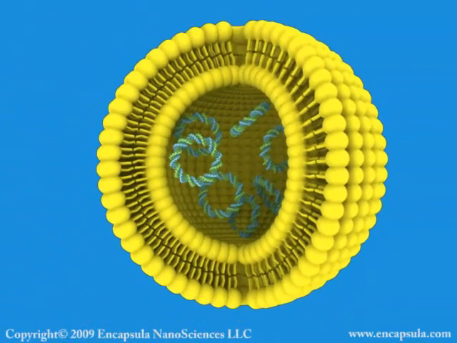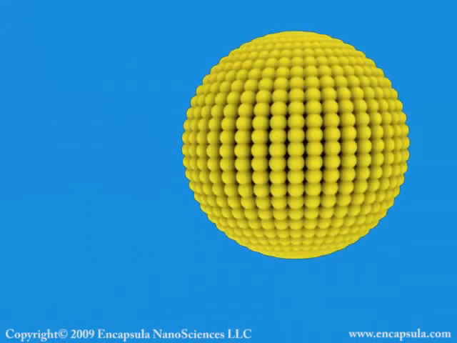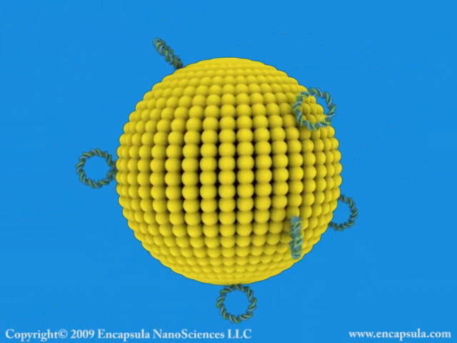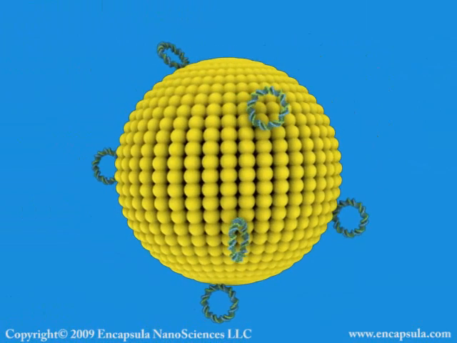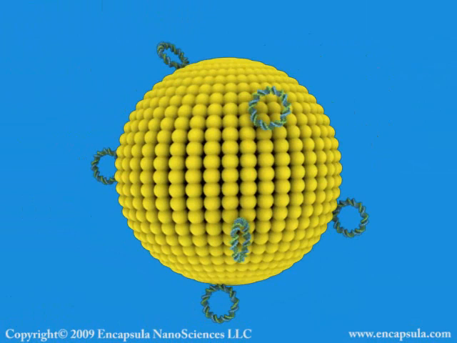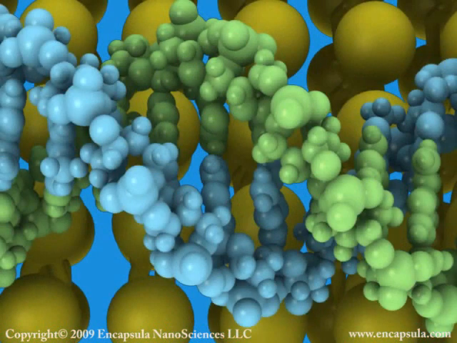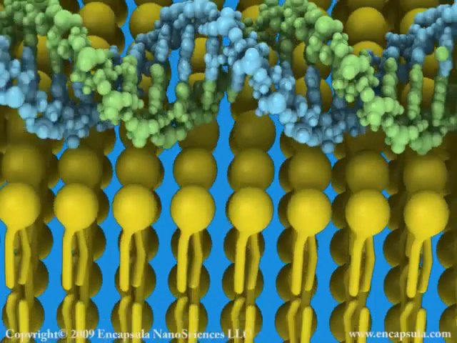Another type of liposome containing positively charged lipids such as DOTAP binds the negatively charged nucleic acids to its surface through electrostatic interactions. These so-called lipoplexes can be used to deliver nucleic acids to cells. Some types of lipoplexes sandwich the nucleic acid between the lipid bilayers.